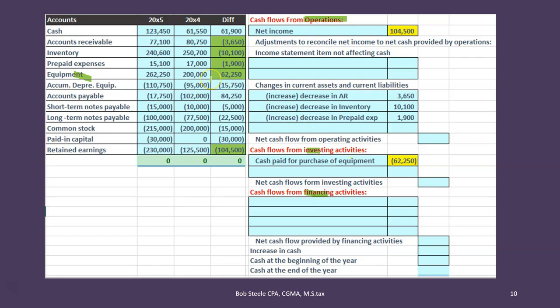We can see that it went from 200 in 2000X4 up to 110,750. So we're just going to make an assumption for now. I mean, again, I could go look at the GL and see exactly what happened. There's not going to be a lot of activity in an equipment account generally, because we don't make too many purchases of equipment over the year, if we look at the T account. But I'm just going to assume overall that we bought equipment. And we're going to say it's cash paid for the purchase of equipment. And notice what I'm assuming is we paid cash for it.